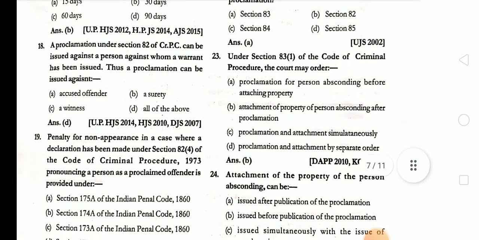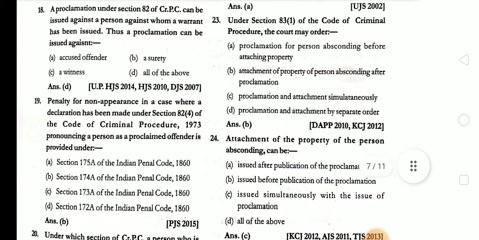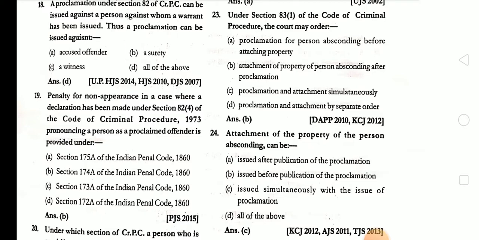Next question, penalty for the non-appearance in cases where a declaration has been made under section 82 subclause 4 of CRPC pronouncing a person a proclaimed offender is provided under, answer will be section 174A of IPC. So if the person who is a proclaimed offender in CRPC does not appear, the penalty will be under section 174A IPC.